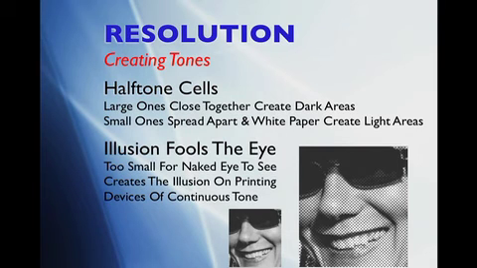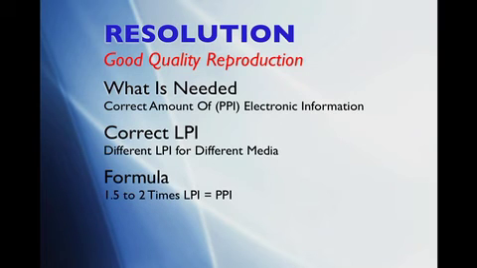That's what that graininess is in newspapers. Okay? So, why are we taking so much time and energy to talk about this? What is needed is the correct amount of pixels in our images, electronic information. The correct amount of PPI is needed if we want to have reliable results and have our images print and look great.